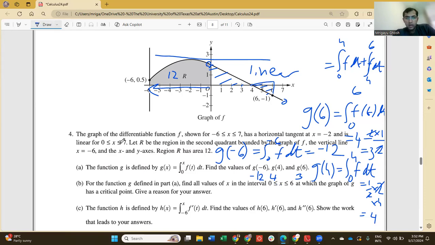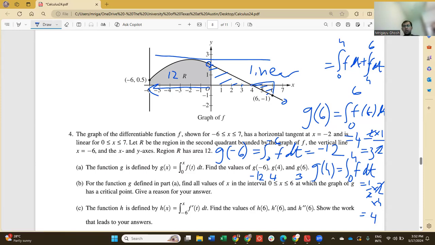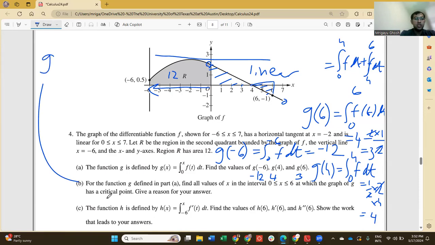Okay. For part B, for the function g defined in part A, find all values of x in the interval from 0 to 6 at which the graph of g has a critical point. So again, if g has a critical point, that means g prime equals 0 or undefined.